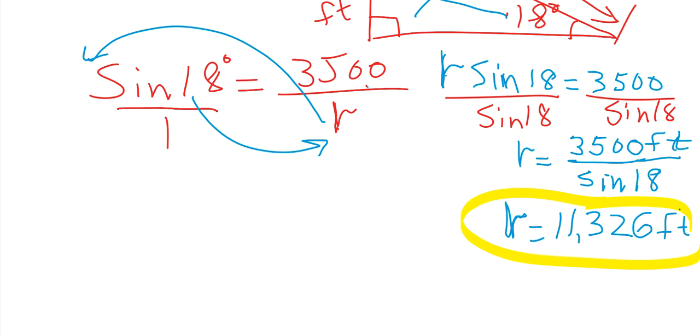Remember, solving a right triangle means finding all angles and all sides. So follow instructions carefully. If you're told to give to the nearest tenth, give it to the nearest tenth; 100th, give it to 100th, etc.